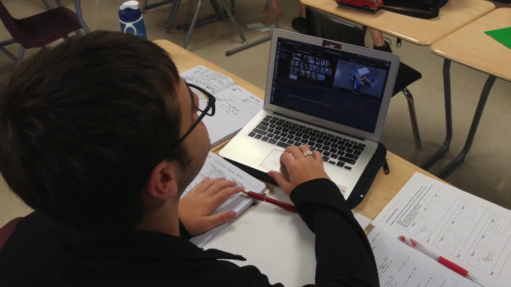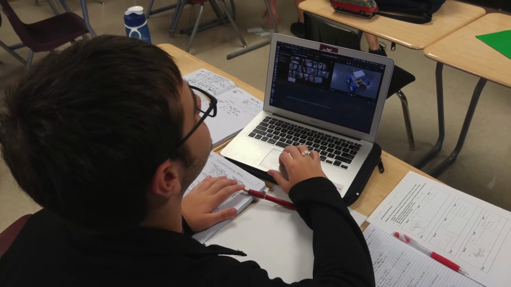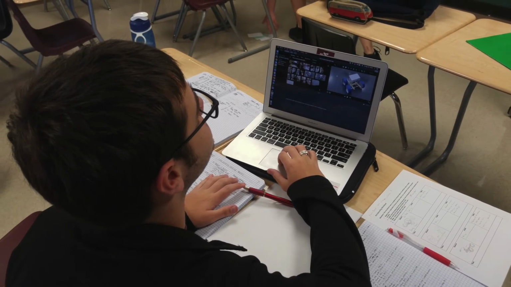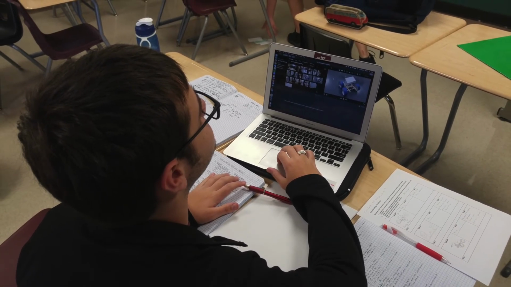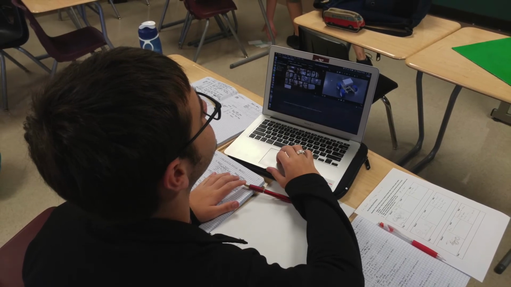The final step to the engineering design process is to present your solution. This is where you show off your project in the form of a presentation or a video or a research paper. This is where you're selling your product to buyers and that sort of thing.